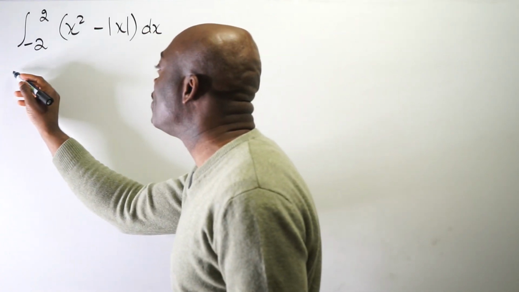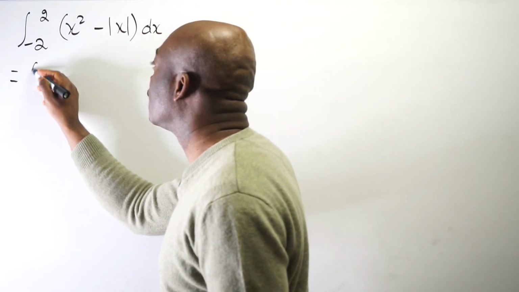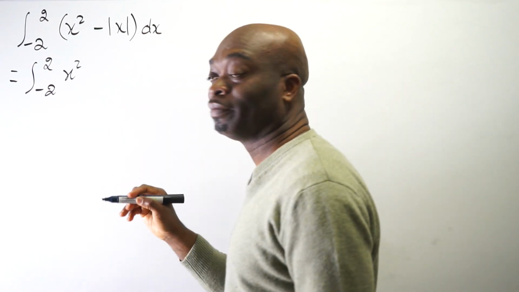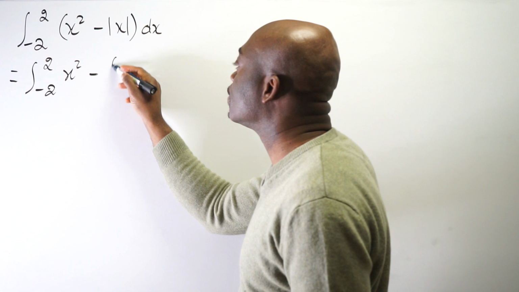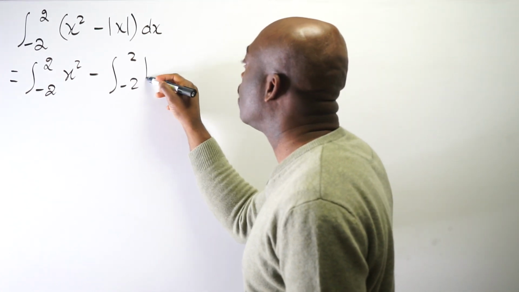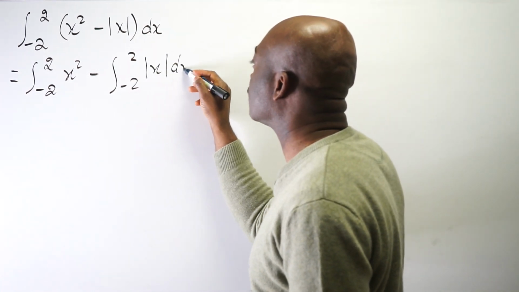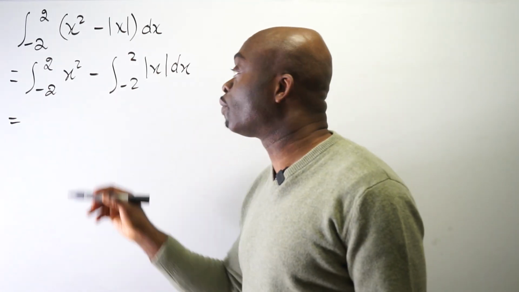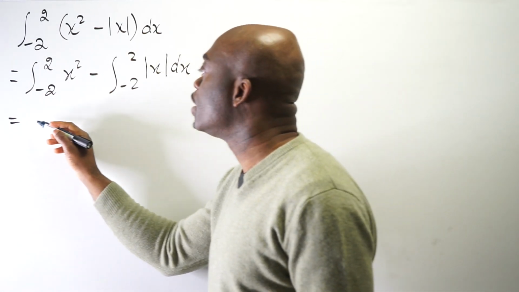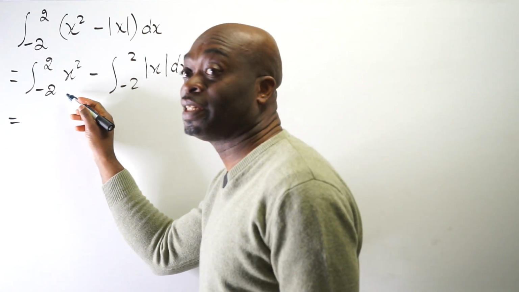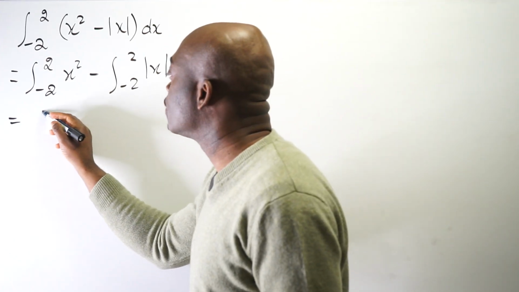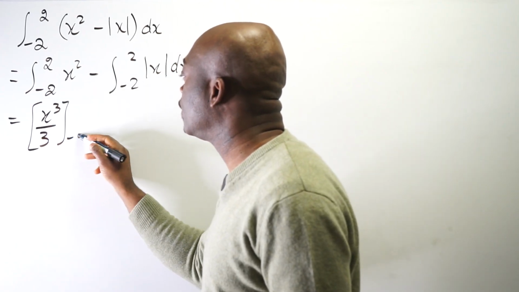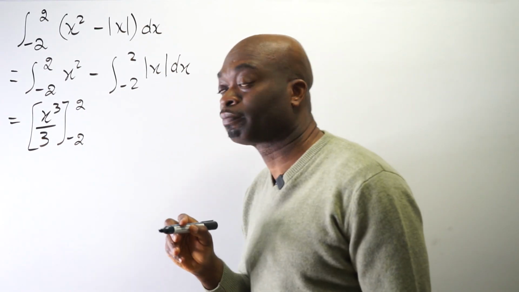So that means this is equal to the integral of negative 2 to positive 2 of x to the second power, okay? Then minus the integral of negative 2 to positive 2 of absolute value of x dx, okay? So then we've got to find the integral of this one here, right? If we find the integral of that, what is it? It's x to the third over 3, evaluated from negative 2 to positive 2, okay?